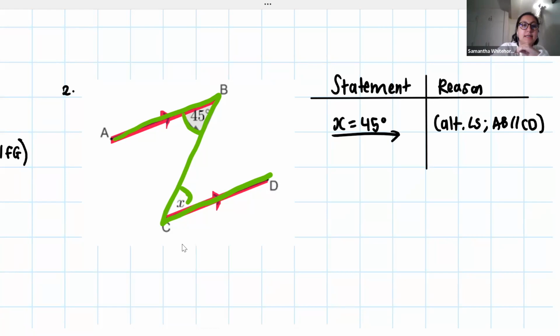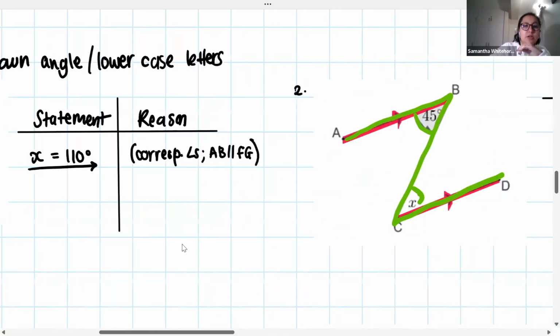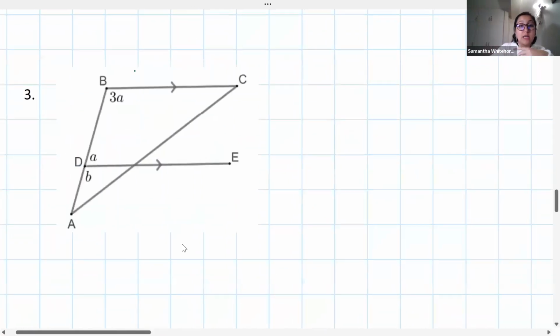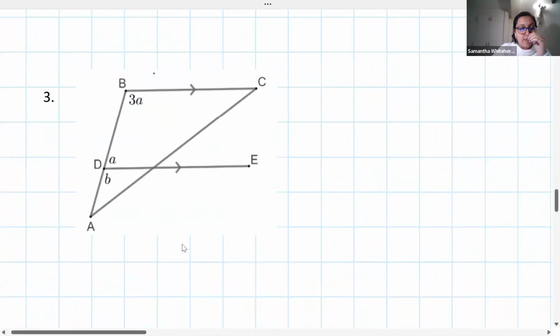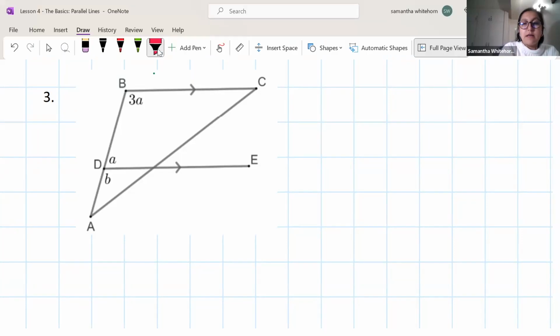Okay, good, guys. So let's have a look at question 3. Now we're starting to increase our complexity a little bit. Not only because my diagram is a little bit more complicated, but also because I've got 2 unknowns. So remember, the first thing I do is I identify my parallel lines.